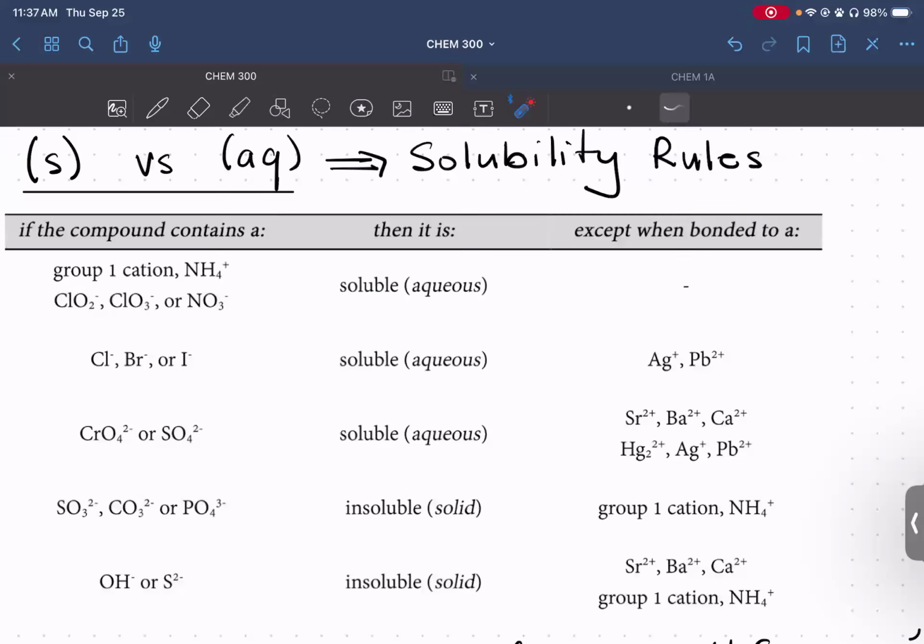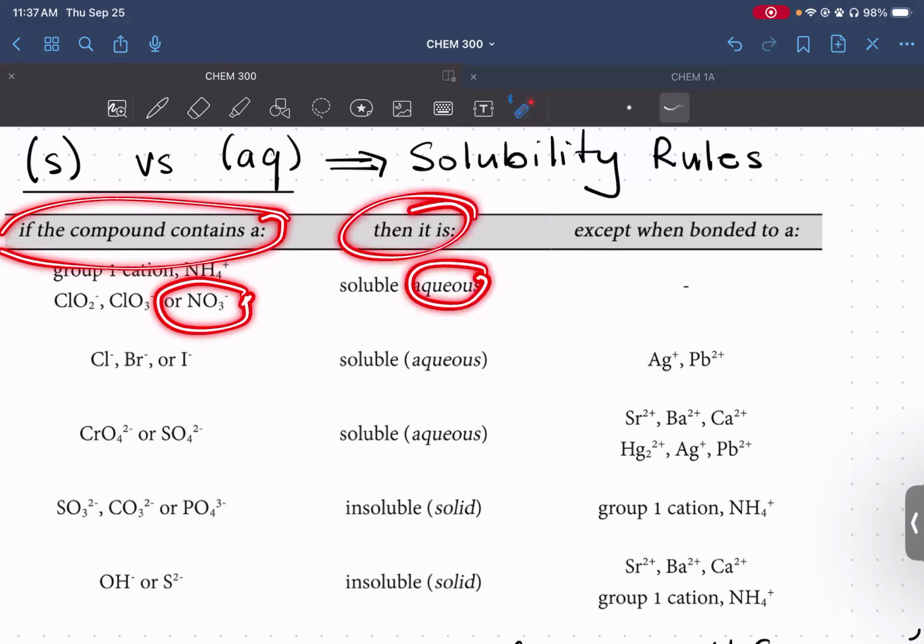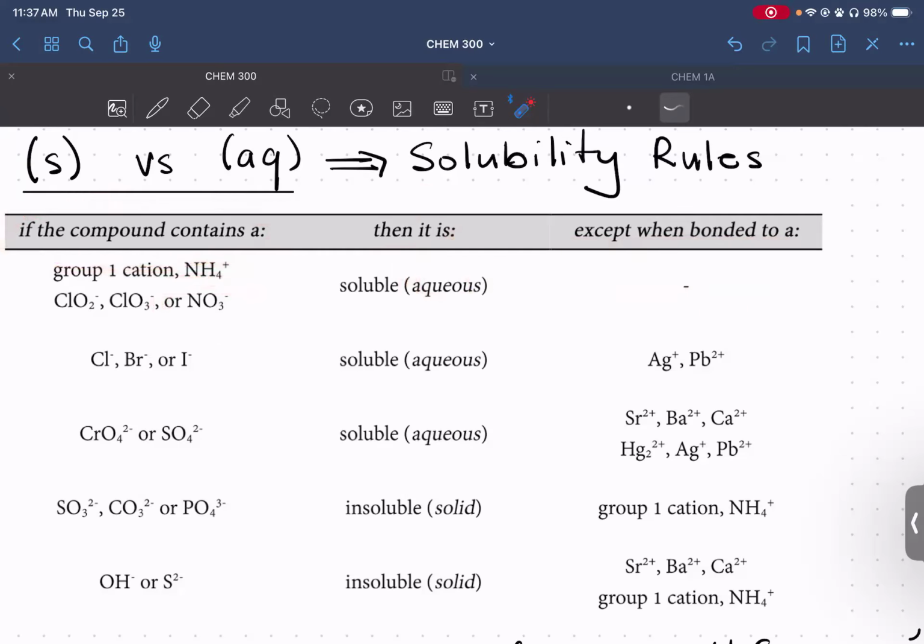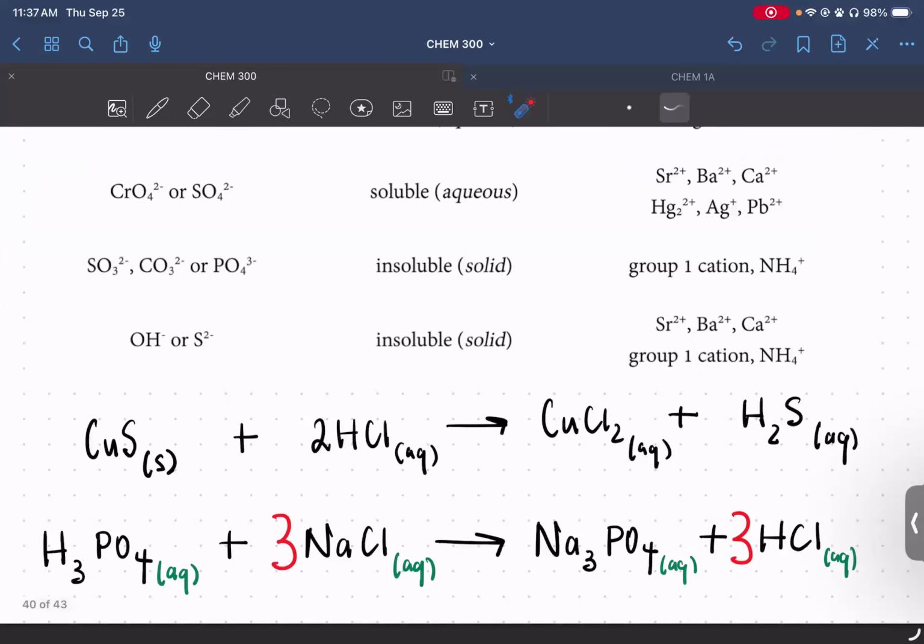So take, for example, if the compound contains a NO3, a nitrate, then it is aqueous, except when bonded to, well, there are no exceptions in this case right here. Similarly, if the compound contains an OH, a hydroxide, it is solid, except when bonded to one of these ions. With that, we were able to introduce state symbols to the reactions we already covered.